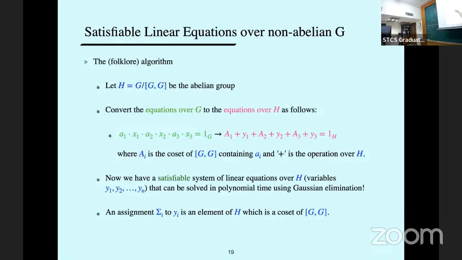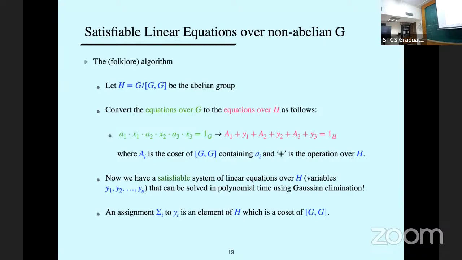By convert, I will just assign a new formal variable for each of the variables. X1 is like some formal variable Y1, and then replace the group elements by the respective quotient element from the quotient group. And 1_G is like 1, and now this is an equation over an abelian group. And you have a system of such linear equations. And the important point is that now you can hope to find a satisfying assignment in polynomial time. And again, if this instance is satisfiable, then this instance is also satisfiable. That's easy to see. And furthermore, you can actually find a satisfying assignment in polynomial time because this is abelian.